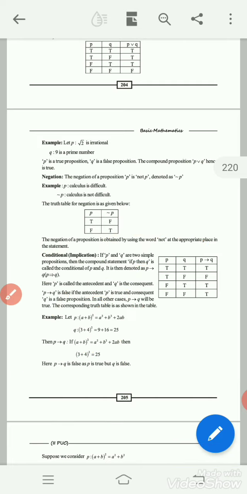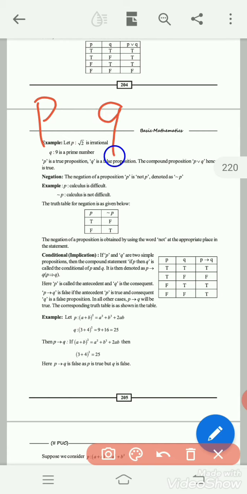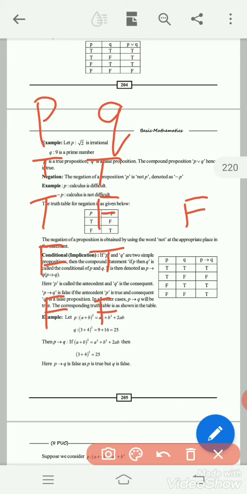If P and Q are two simple propositions, it is false only if the P statement is true and the Q statement is false. Then only it is false. In all other three cases, it is true. Write down the possibilities: true true, true false, false true, false false. These are the 4 possibilities. In only one case, the conditional statement is false: if P is true, Q is false. In the other 3 cases, it is true. Okay, this is about the conditional statement.